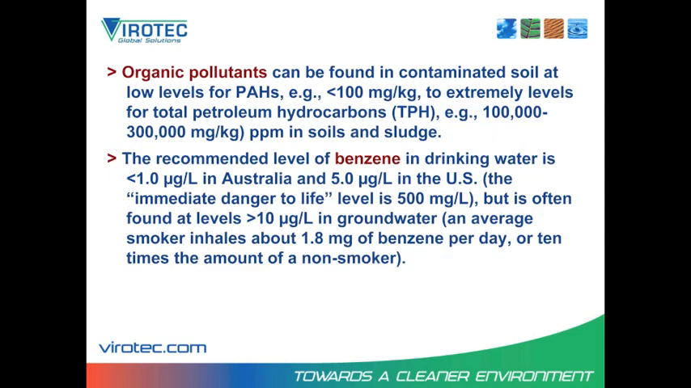Organic pollutants can be found in contaminated soils at low levels, typically less than 100, but can be 200 or 300 parts per million, to extremely high levels for total petroleum hydrocarbons in the 100,000 to 300,000 or 10 to 30% range. The recommended level of benzene in drinking water is less than 1 part per billion in Australia, and 5 parts per billion in America. The immediate danger to life, to put that into perspective, is 500 parts per billion, but it is often found at levels greater than 10 parts per billion in groundwater, and an average smoker inhales about 1.8 milligrams of benzene per day, or 10 times the amount of a non-smoker.